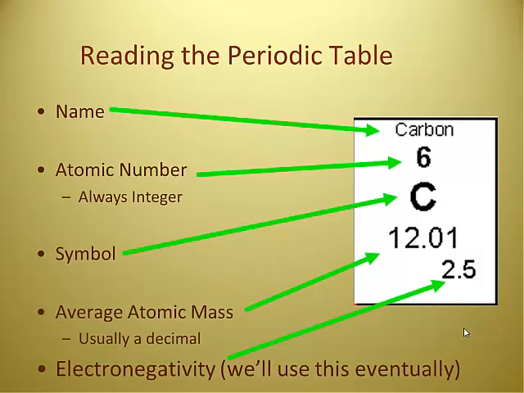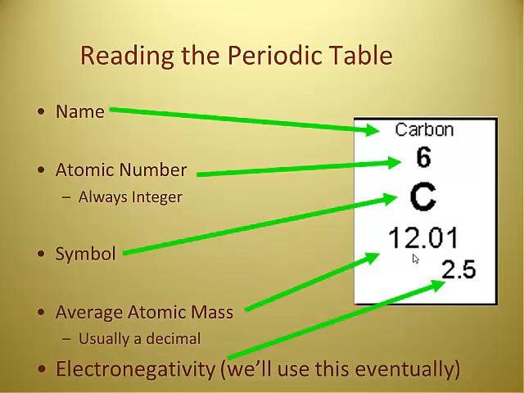All right, here we go. Reading the periodic table. If you haven't noticed yet, guys, your periodic table looks like this. Each of the tiles gives you a certain amount of information. Up on the top is the name. We get an atomic number, which is always an integer, meaning a whole number. The symbol, which you can see here, C.